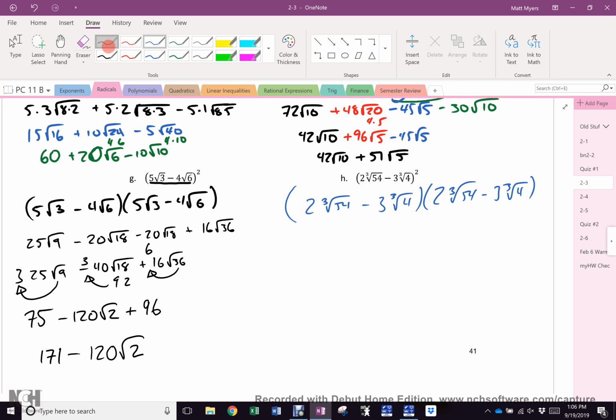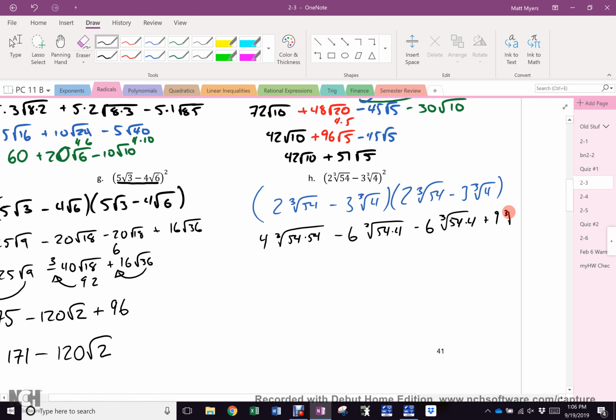I think it is easier. And again, what were the operative words there? I think that it is easier to say 4 cube root 54 times 54, and then simplify. Because if I simplify now, I've got to bring stuff out, and maybe I screw up every time I bring it out. Understand? And then the next one will be minus 6 cube root, and I would leave it as 54 times 4. Minus 6 cube root 54 times 4, and plus 9 cube root 16.